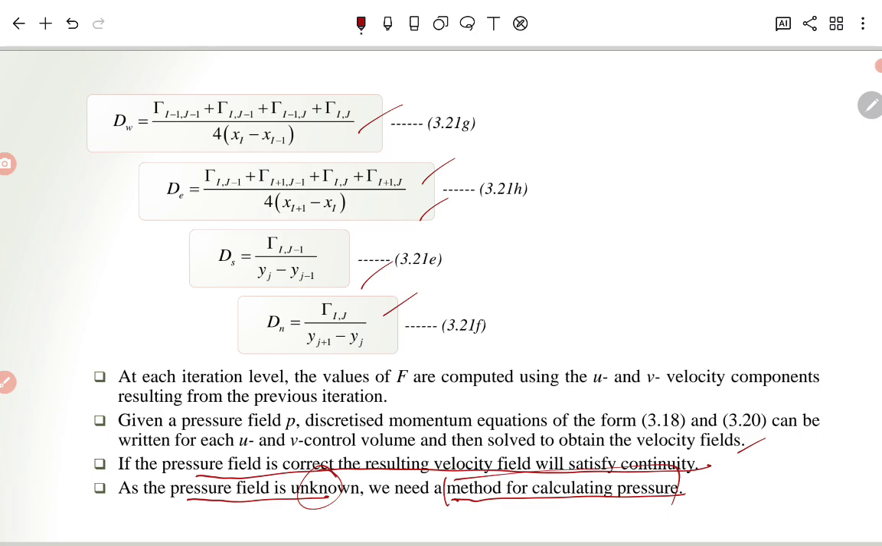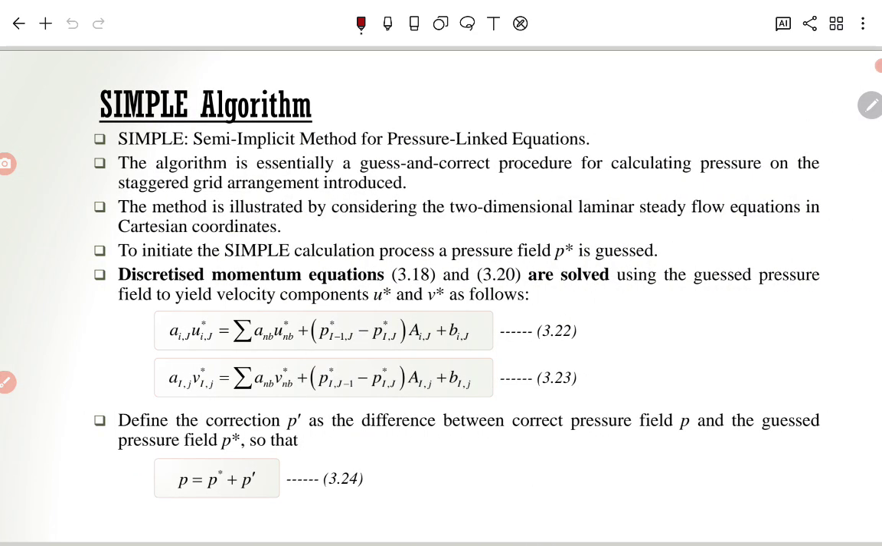Okay, from all these things, basically we do not have the value for the pressure, but we have the value for velocity. We need to link the velocity and pressure to obtain the pressure. So for that, we have to use what we call the SIMPLE algorithm to link between the pressure and velocity.